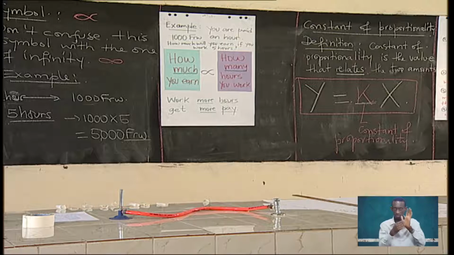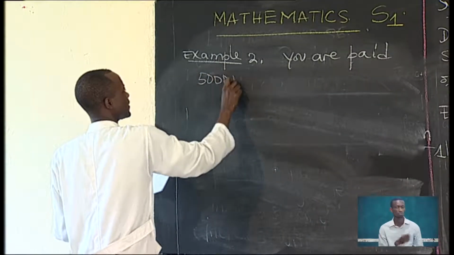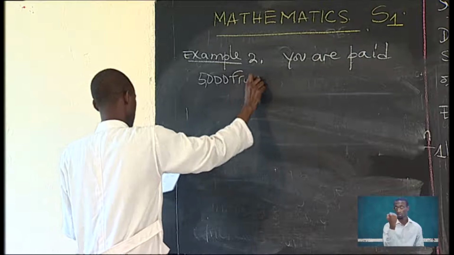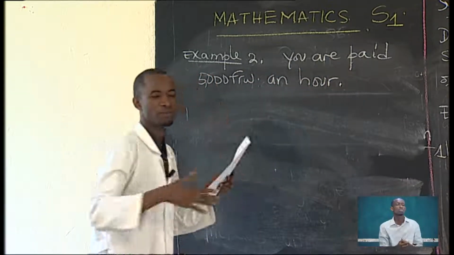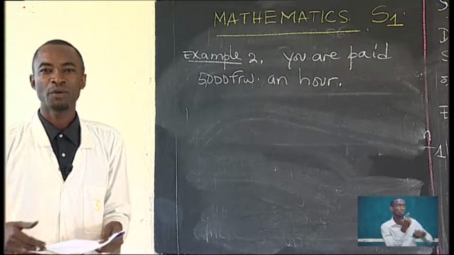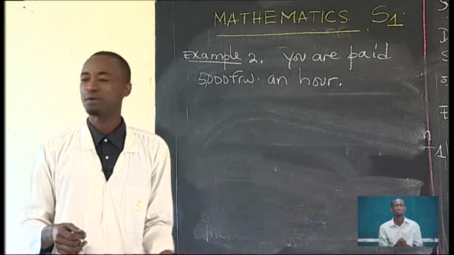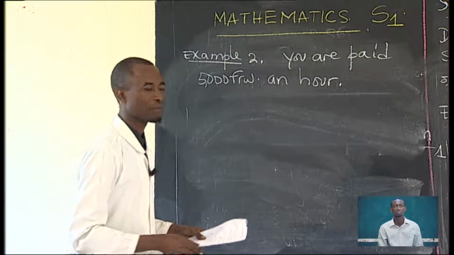Suppose that you are paid, example number 2. You are paid 5,000 Rwandan francs an hour. It looks like the first one. I want to just go step by step so that you can understand this better. And after that, we'll be learning other examples of application of this in everyday life.